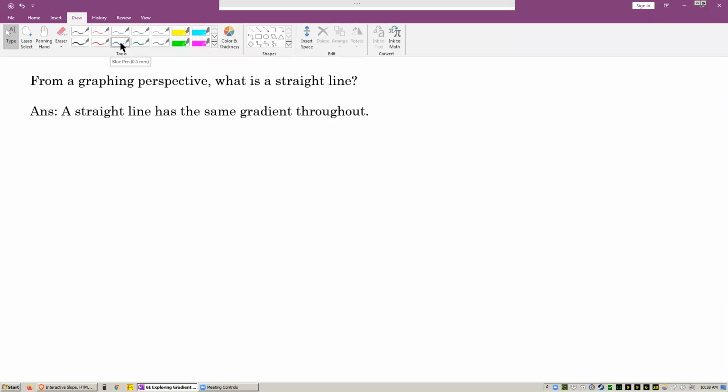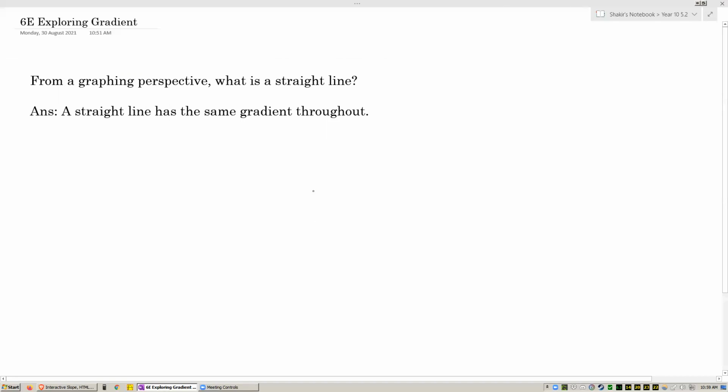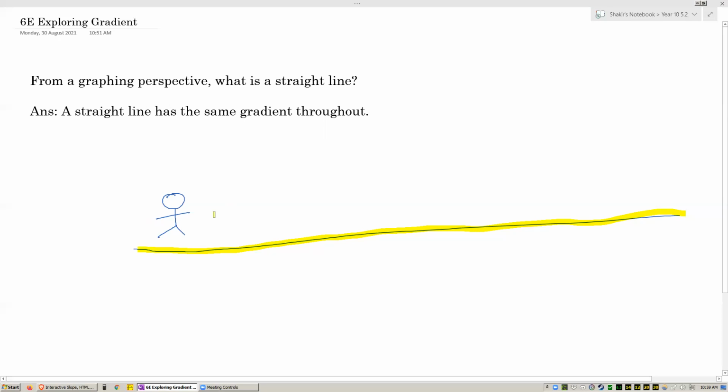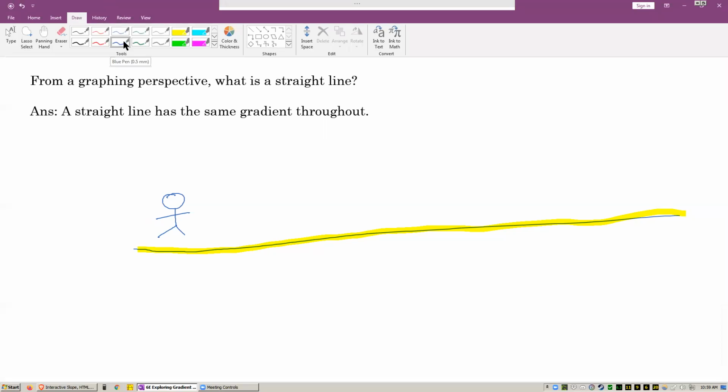Now, what is gradient, you might ask? Gradient is simply the slope of a line. Imagine you're playing Mario Brothers or some 2D platform game. I don't know what you guys play nowadays. And imagine that's the game, and this line would represent the slope. Now, if this gaming character is going uphill, then the gradient, the slope, would be positive.